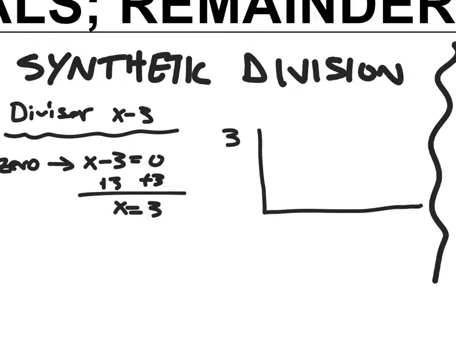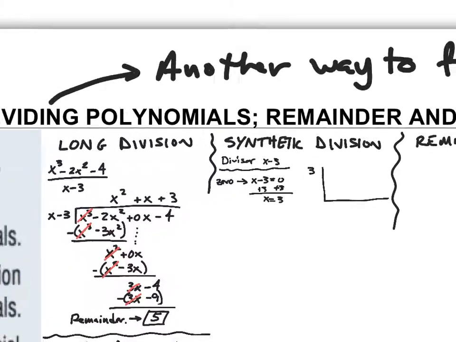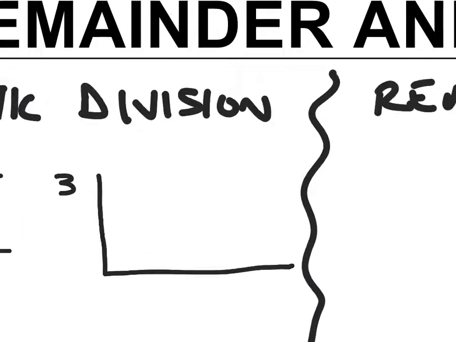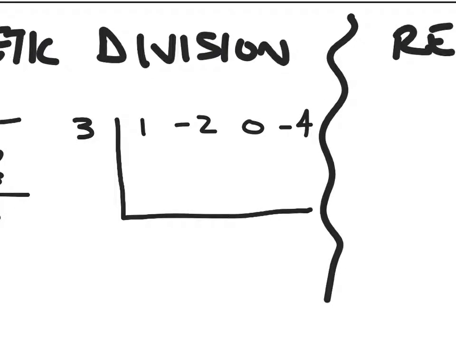Then I'm going to draw this little line here, and I'm going to use the coefficients of my original polynomial. I've got a 1, a negative 2, a 0, and a negative 4. When I use those, watch what happens. I'm going to drop down the 1. I take 3 times 1, which gives me positive 3. I add these together, which gives me a positive 1.